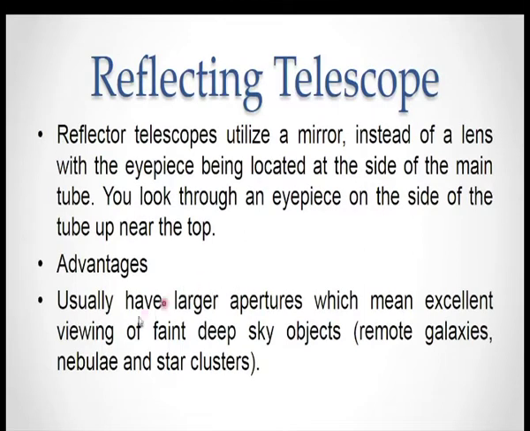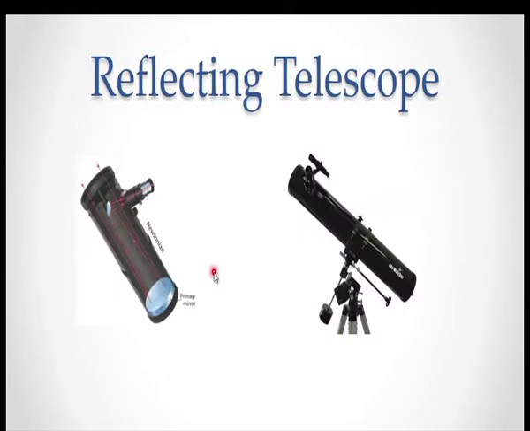Coming to the next type of telescope, a reflecting telescope. This reflecting telescope utilizes a mirror instead of a lens, with the eyepiece located at the side of the main tube. You look through an eyepiece on the side of the tube near the top. This is the image of a reflecting telescope. Here you can see the eyepiece. This eyepiece is on the side of the tube.